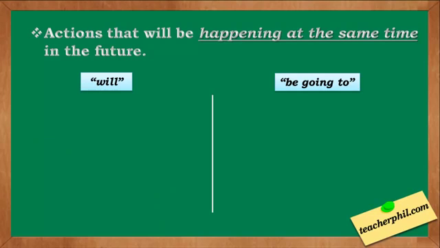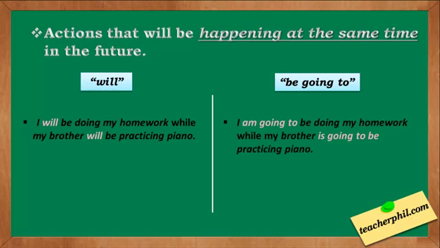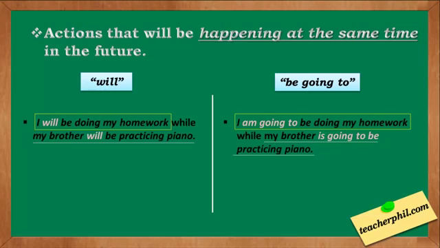And the last one, for actions that will be happening at the same time in the future. Examples: I will be doing my homework while my brother will be practicing piano. Or, I am going to be doing my homework while my brother is going to be practicing piano. Both the actions I will be doing my homework or I am going to be doing my homework will be happening at the same time with my brother will be practicing piano or my brother is going to be practicing piano. That's why both of them are in their future progressive forms.